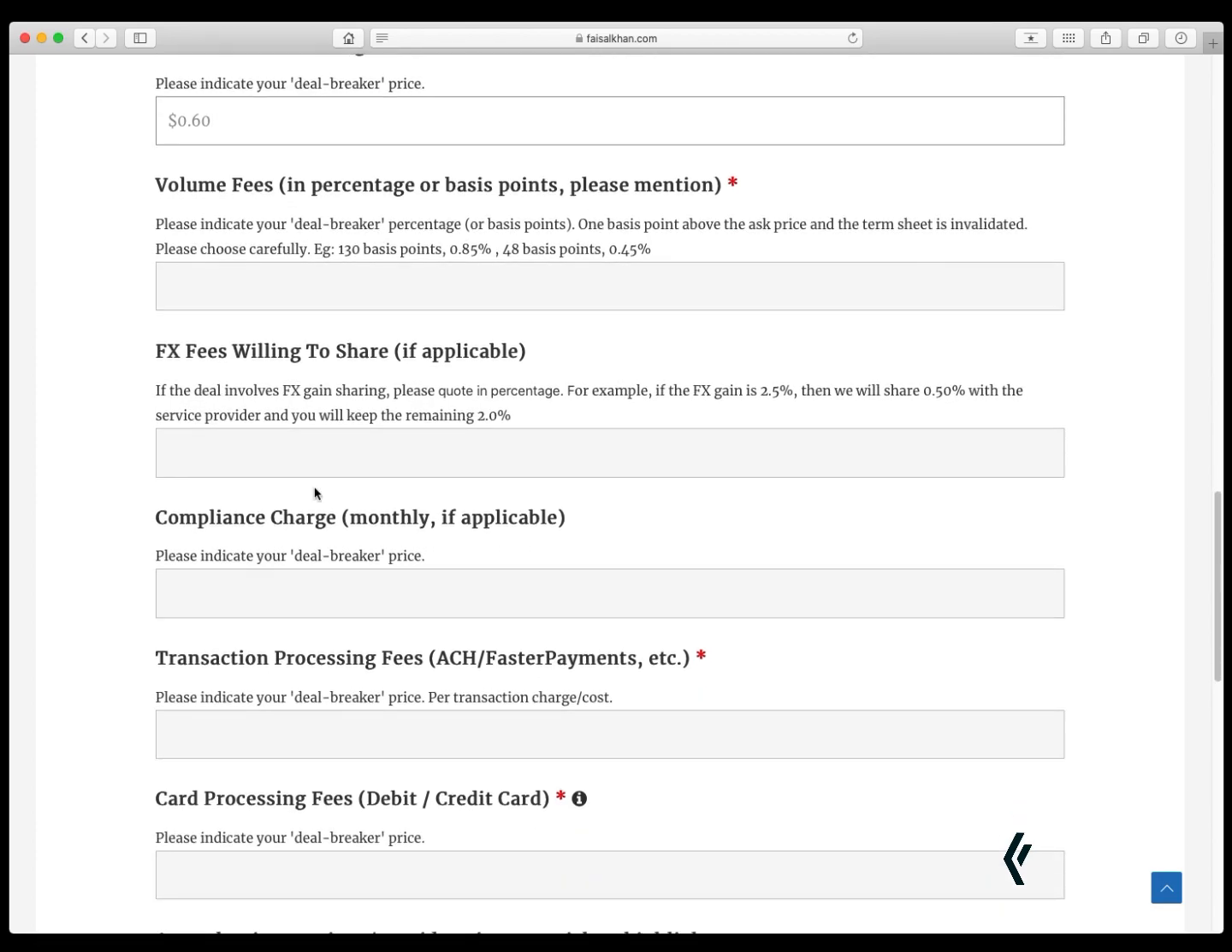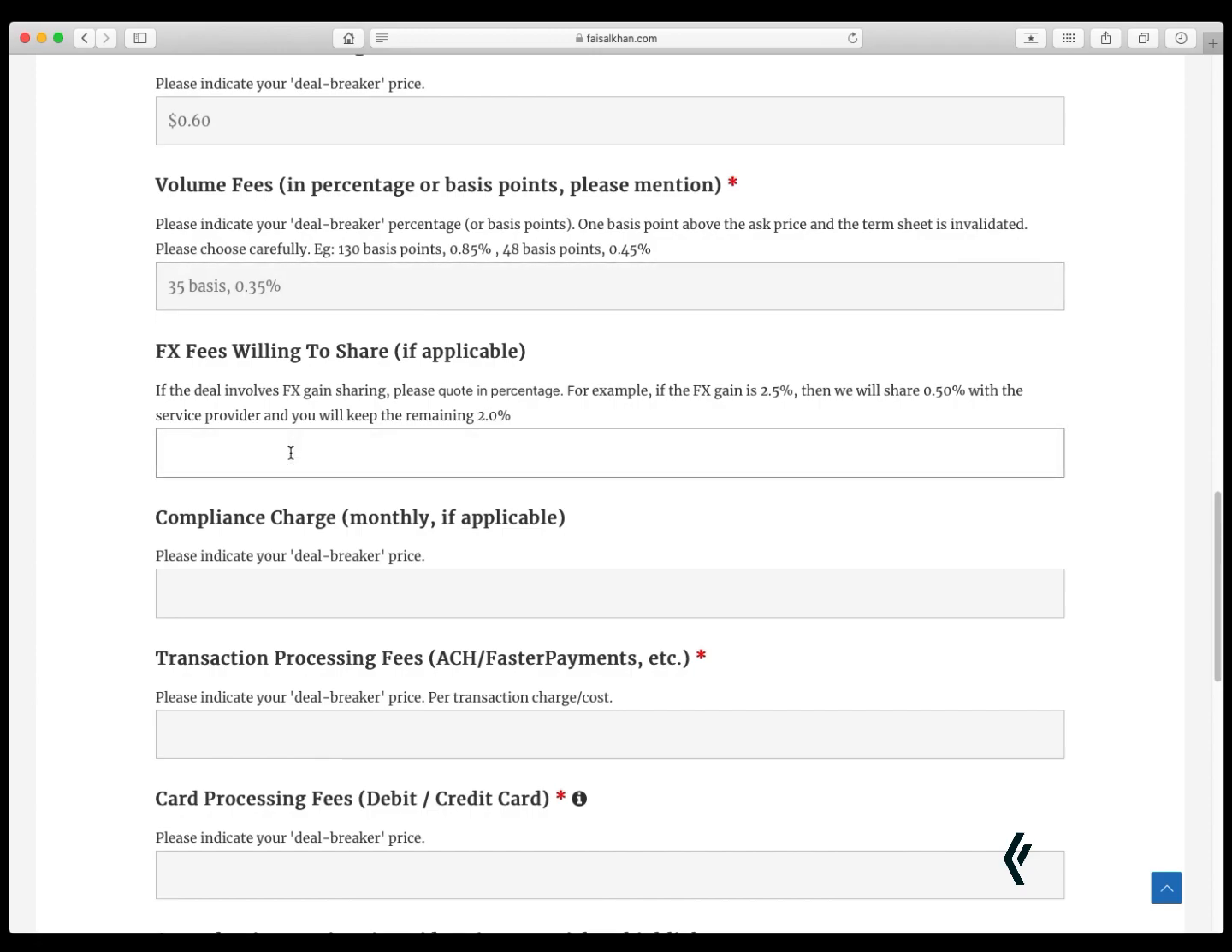Then there are the volume fees, and the volume fees could be written in basis points or percentage figures. This is the notional fee. This is the fee that they will pay. You can say, listen, I'm willing to pay 0%. That could very well be the case, and it could also be a deal breaker for you. You could also say, I'm willing to pay 35 basis points, or better known as 0.35%, and that would be okay as well.